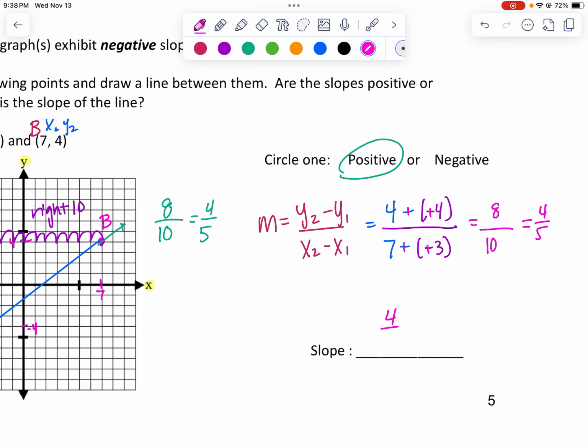So we were right when we used the first method of rise over run. However, now we know our slope formula, which we can use right here, and that gave me the same exact answer when using both methods. Okay.